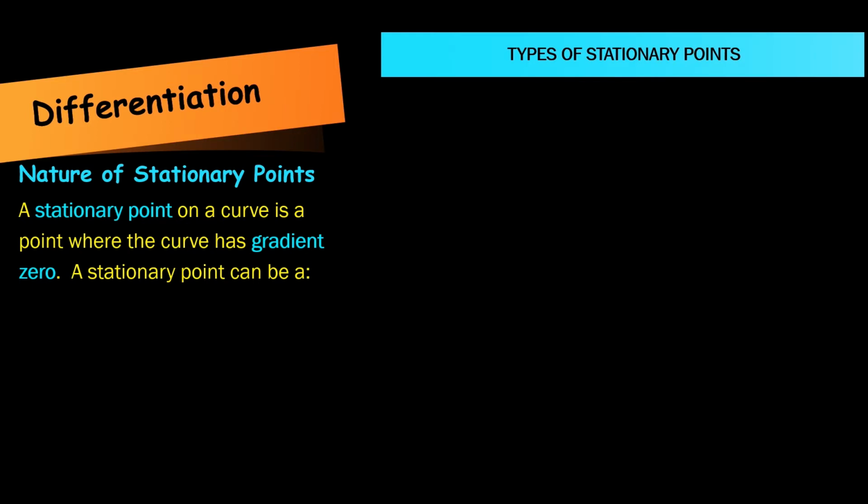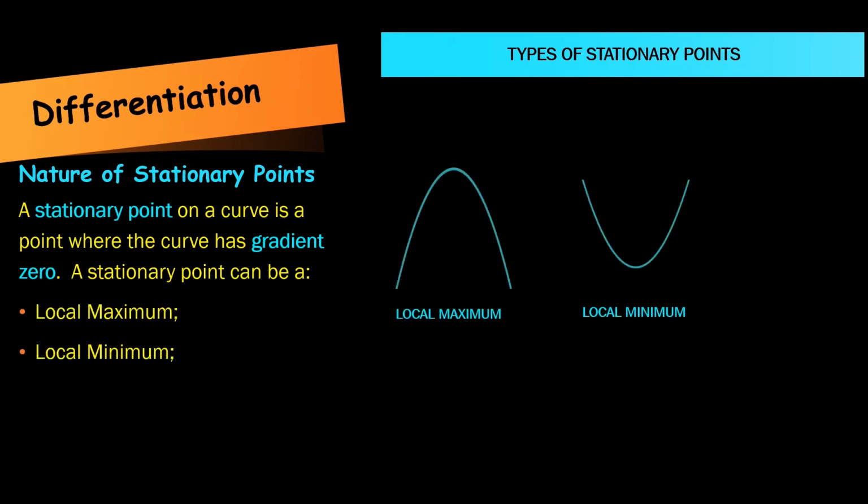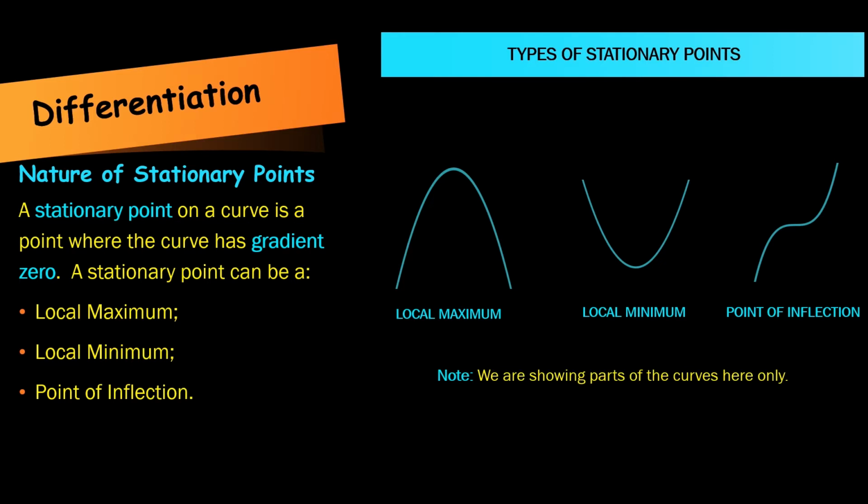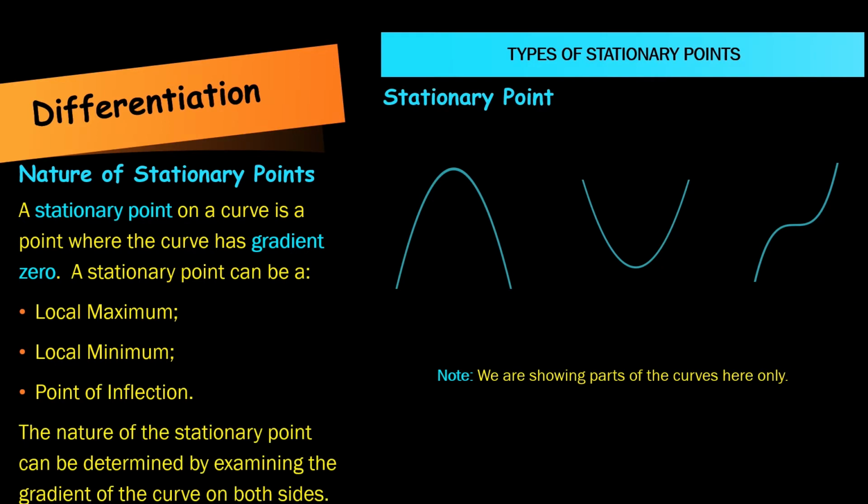A stationary point can be a local maximum, a local minimum, or a point of inflection. Note that we are showing parts of the curves here only. The nature of the stationary point can be determined by examining the gradient of the curve on both sides. So for curve y equals f of x, when f dash of x equals 0, we have a stationary point.